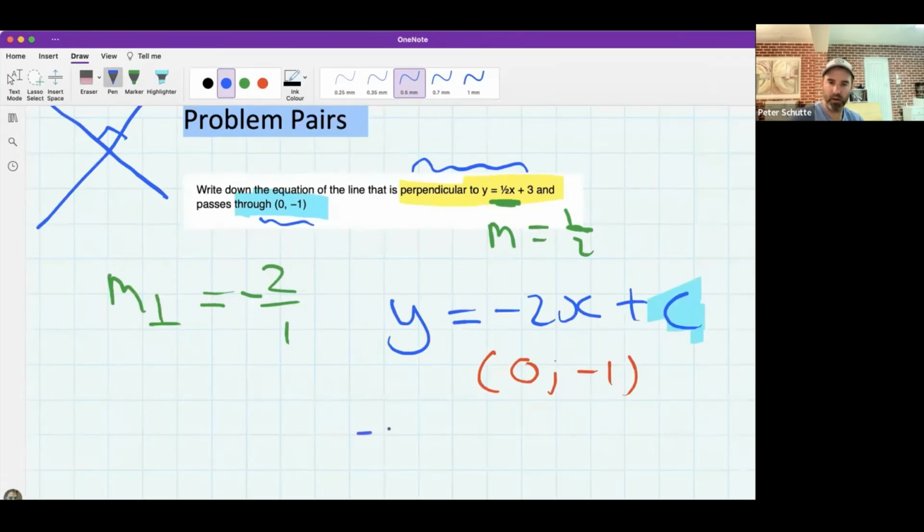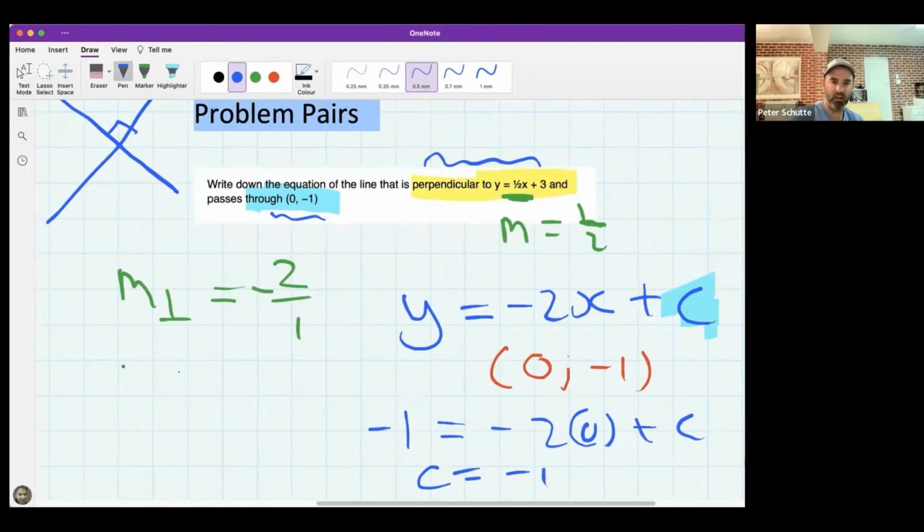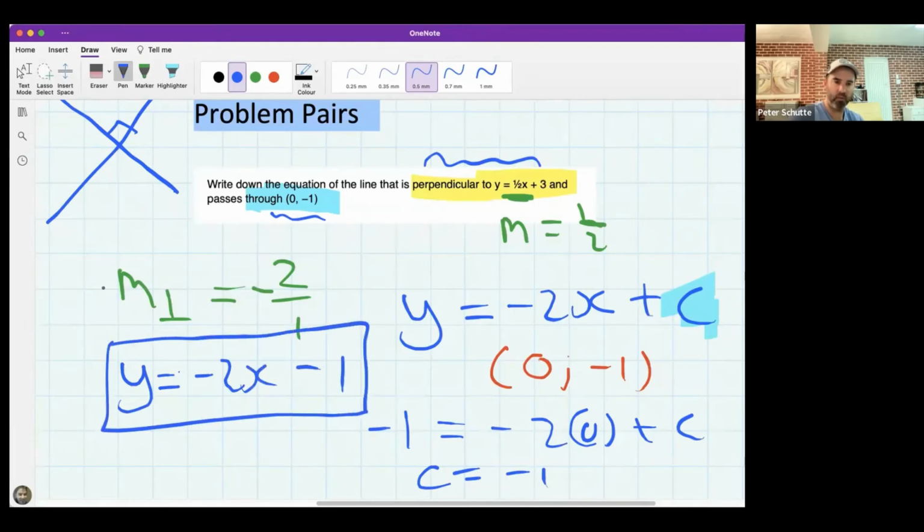is I put minus 1 into y, minus 2 times 0. And so C should be equal to minus 1. And the equation of the line should be y equals minus 2x minus 1.